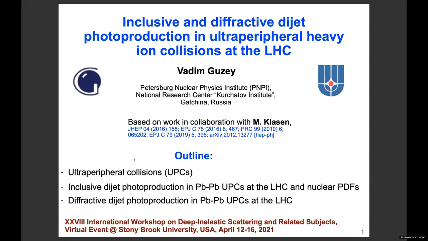And in the main part of my talk, I will discuss our predictions for inclusive Dijet photoproduction in lead-lead ultra-peripheral collisions at the LHC and what this process tells us about nuclear parton distribution functions for heavy nuclei at small x. And in the last third of my talk, I will discuss our results for diffractive Dijet photoproduction in lead-lead ultra-peripheral collisions at the LHC, and will explain that this process probes novel diffractive nuclear parton distribution functions and may also shed some light on the QCD factorization breaking for this process.